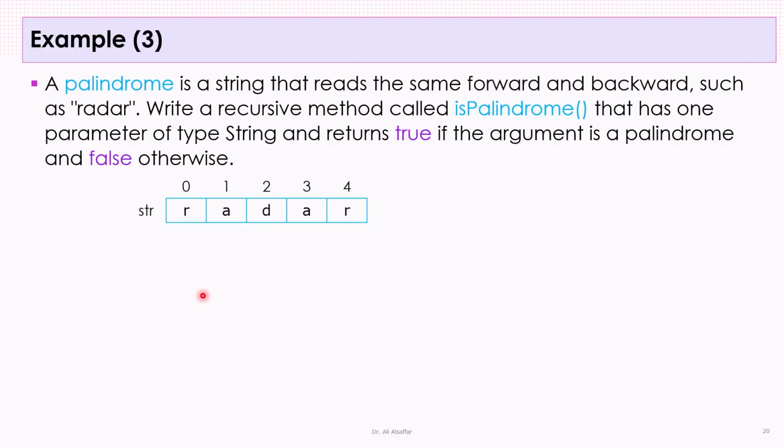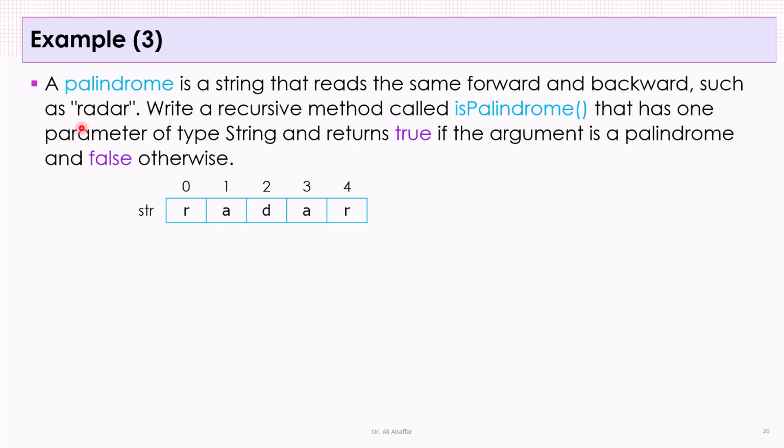For the next example, we would like to design and write a recursive method that tests whether a string is a palindrome or not. So what is a palindrome string? It is a string that you can read the same forward and backward, such as radar.